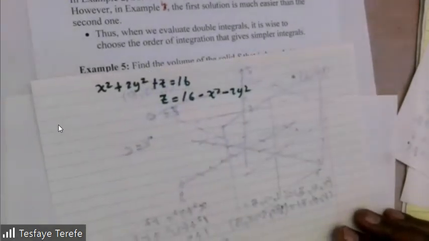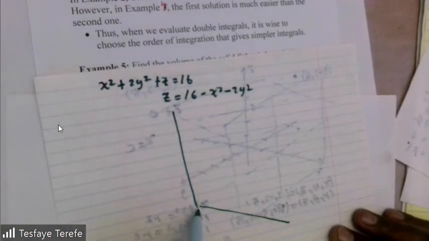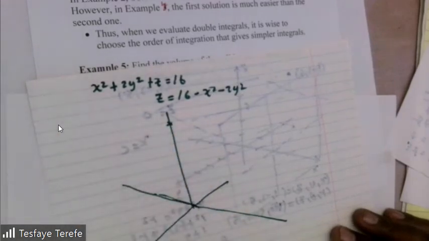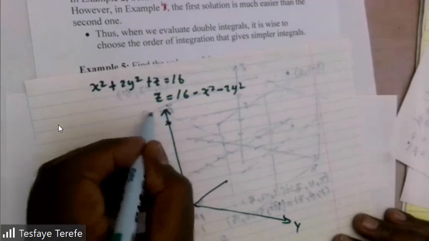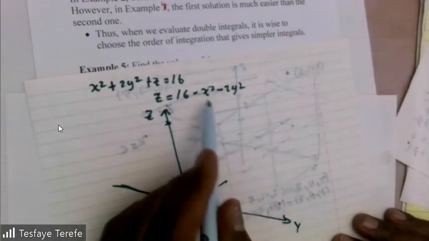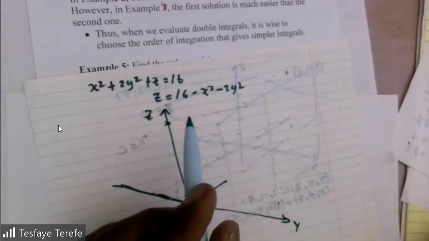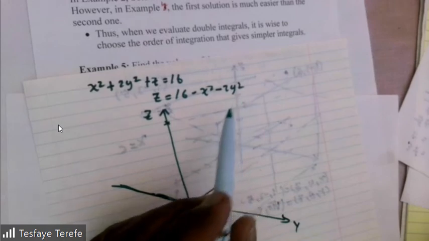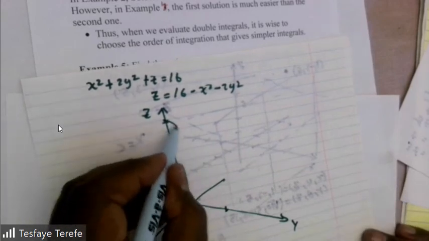Okay, this is going to be your relief surface, and you are going to draw it. And of course, 16 will be the vertex. On the yz plane, x is going to be 0. So 16 minus 2y squared is equal to 0 when the z value is 0. Then to find the y-intercept, approximately 2 square root of 2 is going to be here, and negative 2 square root of 2 over here.